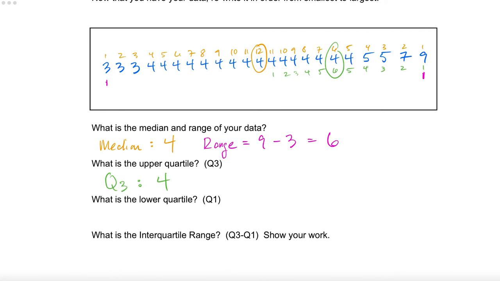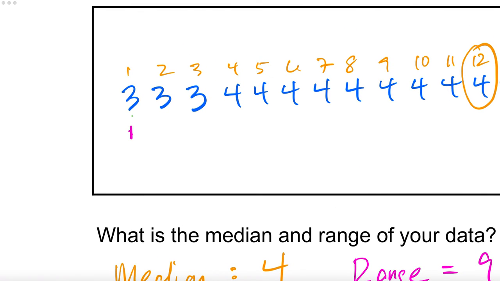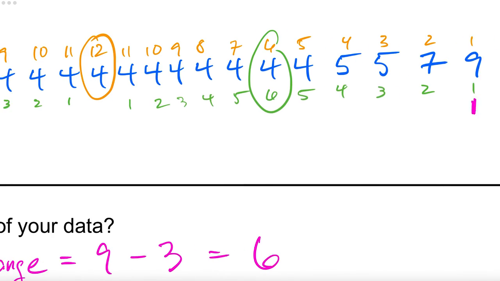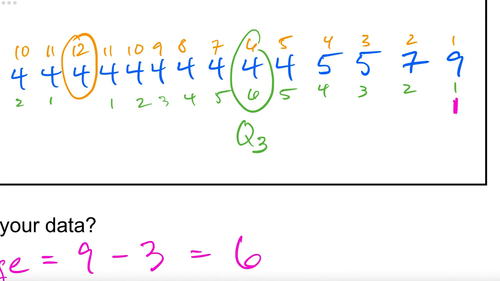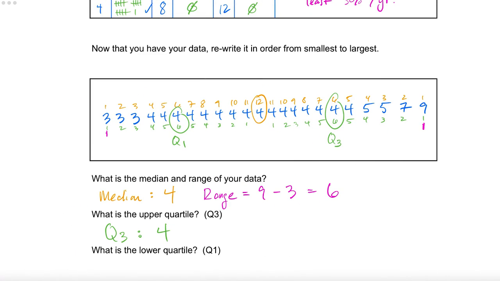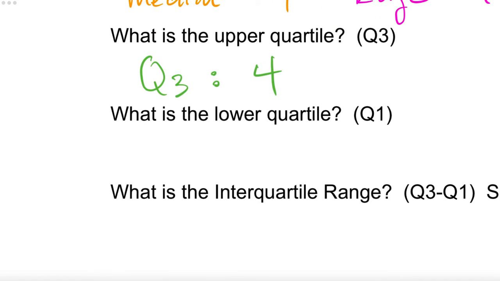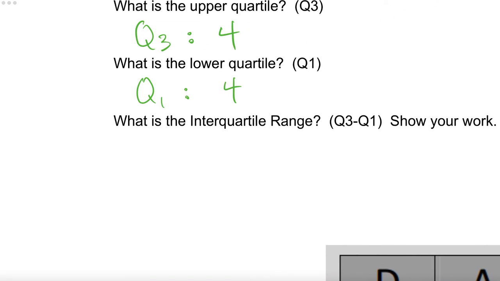Now let's try Q1. So Q1, same thing, let's count it out. It's 1, 2, 3, 4, and 1, 2, 3, 4, 5, and 6. So I'll write Q3 in over there too. Our lower quartile, our Q1, is also going to be 4, so we'll write that in. Q1 is 4.